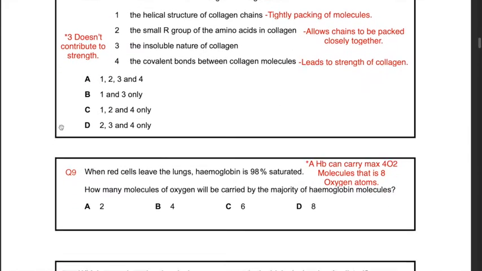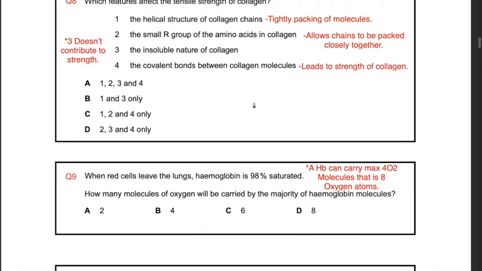Question 8. Which features affect the tensile strength of collagen? 1. The helical structure of collagen chains. 2. The small R groups of the amino acids in collagen. 3. The insoluble nature of collagen. 4. The covalent bonds between collagen molecules. Feature 3 doesn't affect the tensile strength. It doesn't affect the strength but rather the osmotic properties.